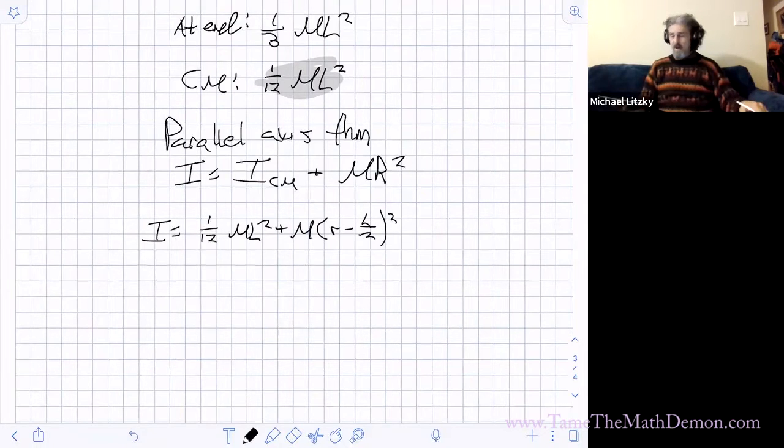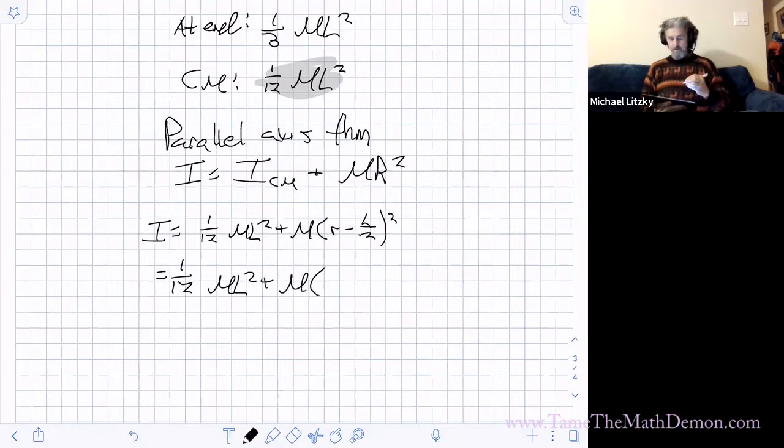And it's now a bit of messy algebra to work that out, so I'll do it in quick little chunks here. Here's where, if you've memorized that squaring a binomial formula, you're in good shape. r squared minus 2 r L over 2 plus L squared over 4.